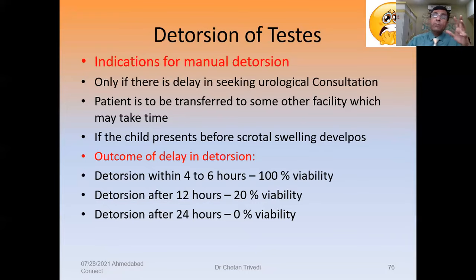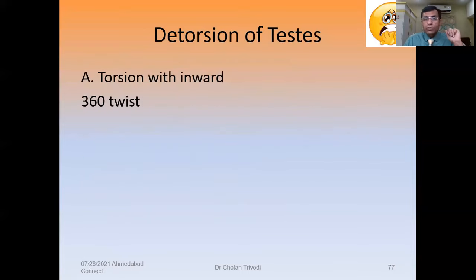So what are the indications for manual detorsion? Suppose you think that there is going to be a delay in seeking surgical consultation or surgical help, and the patient needs to be transferred to some other facility which may take a sizable time, and the patient is presenting before the scrotal cavity develops complications, then I think that is the time you can try manual detorsion. Now, how can you do that?